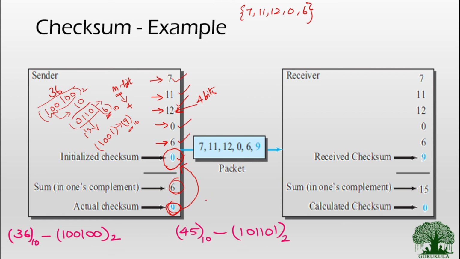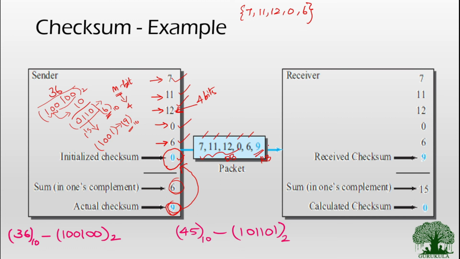So, 7, 11, 12, 0, 6 is the data, and in addition to the data bits, I am adding my redundancy bits as well. That is my checksum. That is, I have added 9 and then transmitted. So this is what actually happens at the transmitter side.